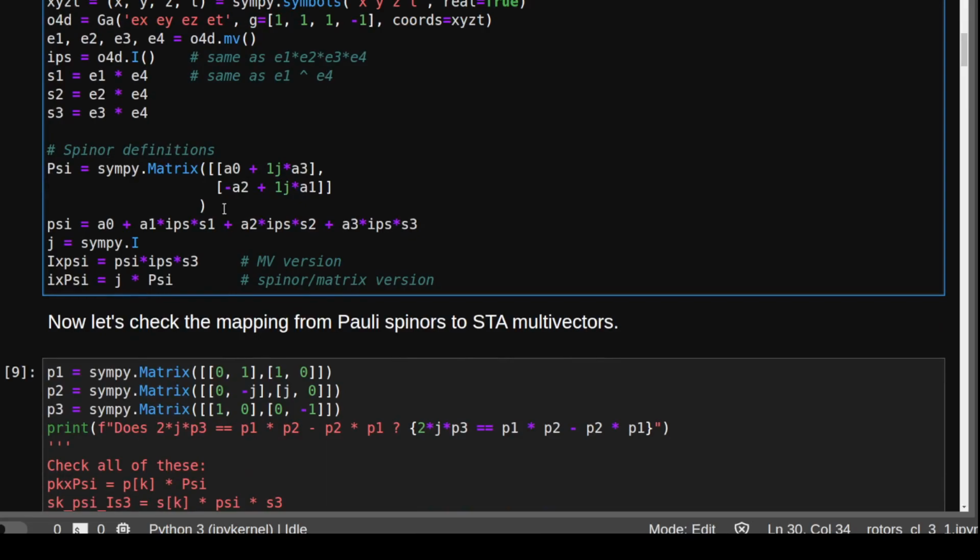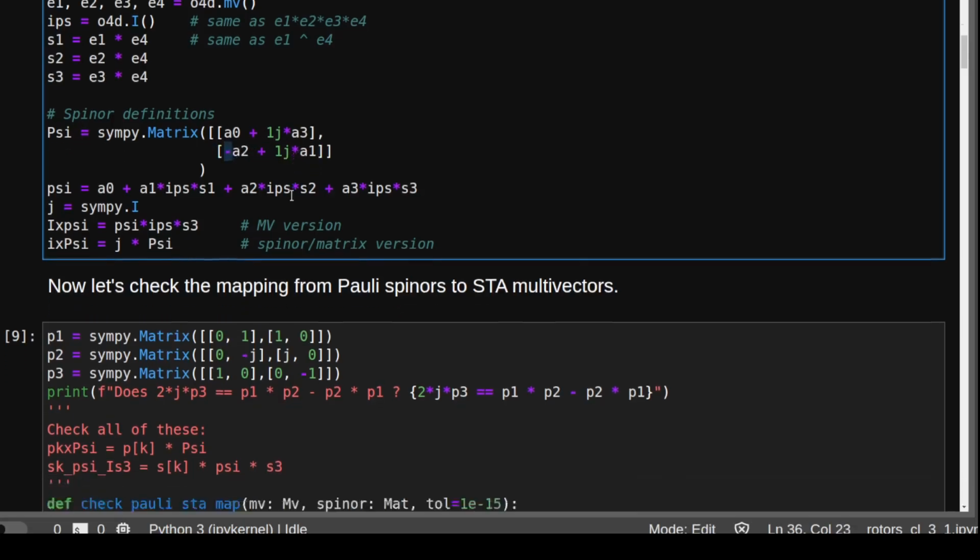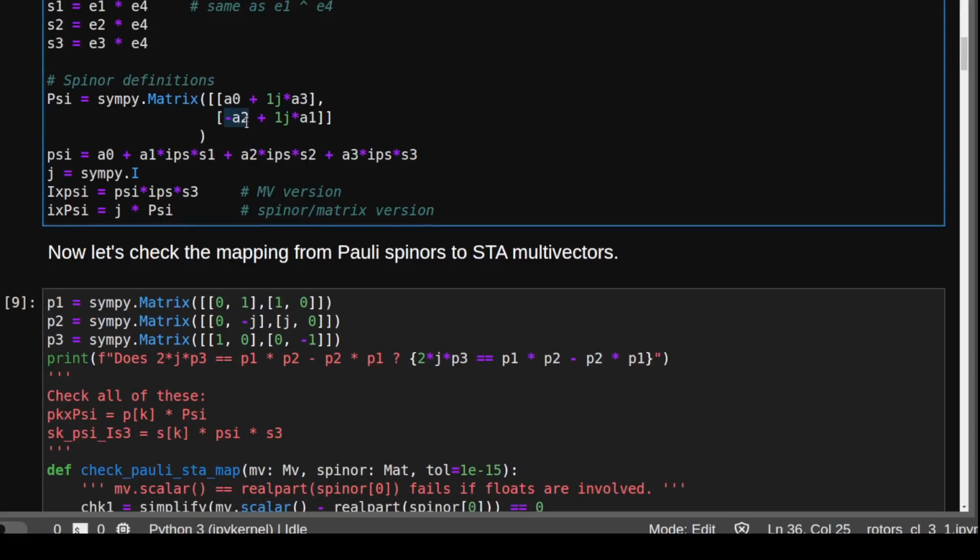Okay, to do these checks, I firstly need to define the Pauli spinor, which is a two-component spinor here. First row is A0 plus I A3. Second row negative A2 plus I A1. The negative is just by convention for mapping onto the geometric algebra with a plus sign right here instead of a minus sign. And so this is the multivector version of this, and we're proposing that these two are the same. So the first check that we did last time was the multiplication by the unit imaginary, and that was the same as right multiplication by the pseudoscalar times the sigma 3 matrix.